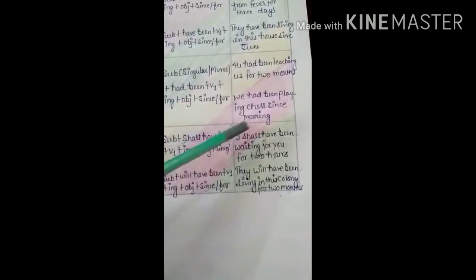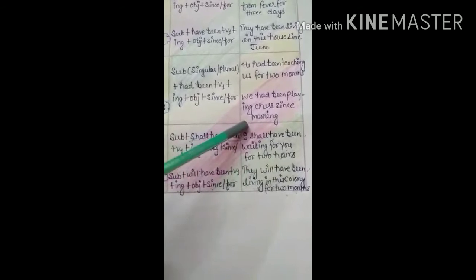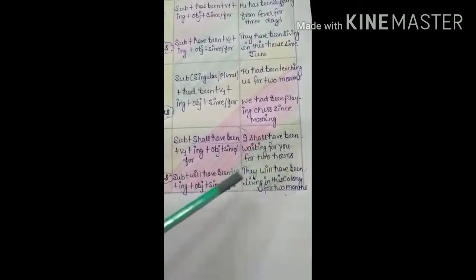Let's discuss with an example. I shall have been waiting for you for 2 hours. I, subject, shall have been waiting, V1 plus ing. This is an object. We use here for because we know the period of time, 2 hours.